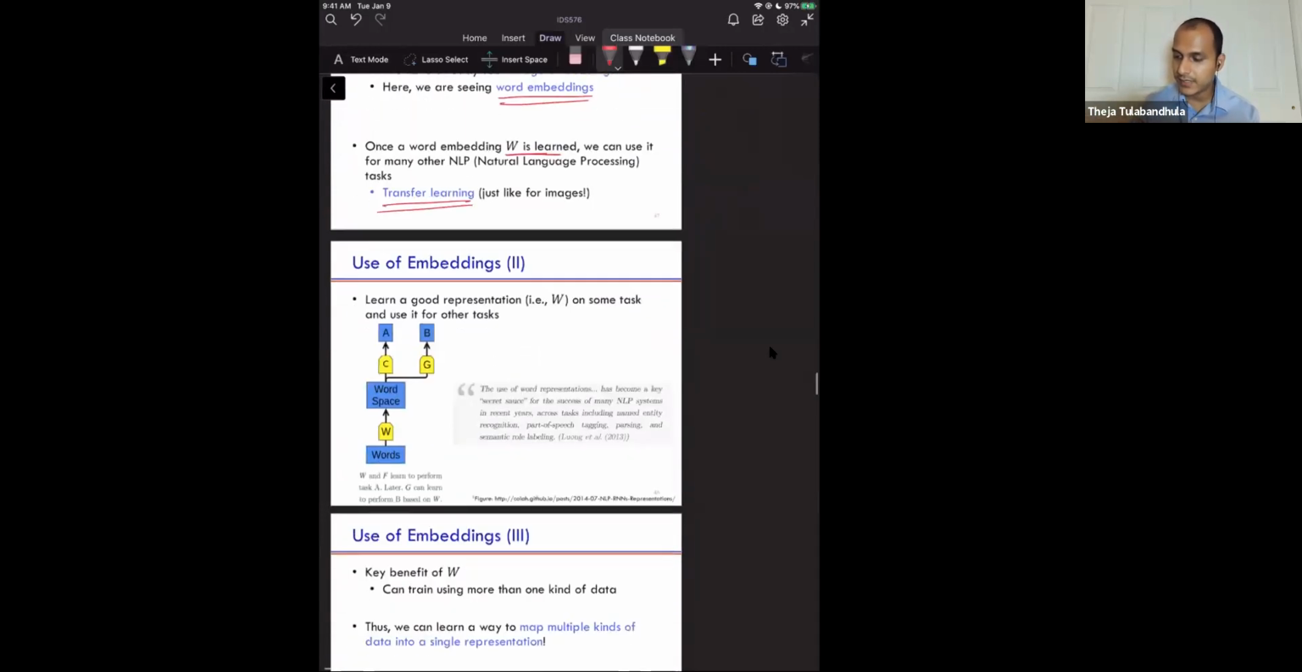So here's an example. You have words, and you get to the W lookup table. Then here C was a classification task for which you learned. Then you can connect the same lookup table, or the word embeddings, and use it in a different task, which is what I've been saying.